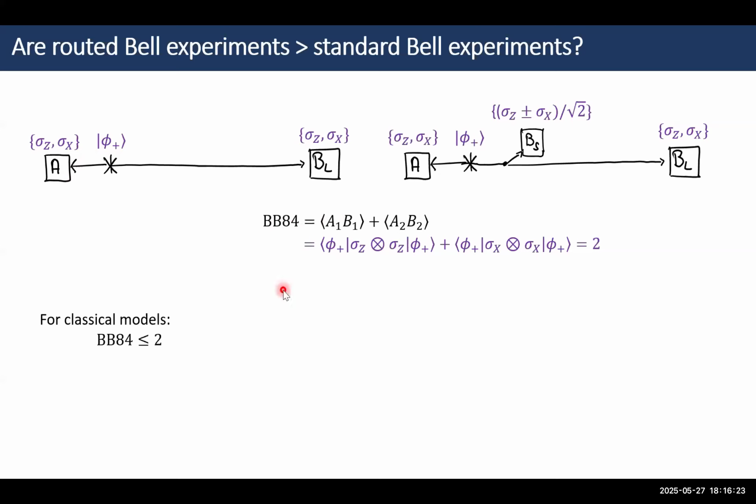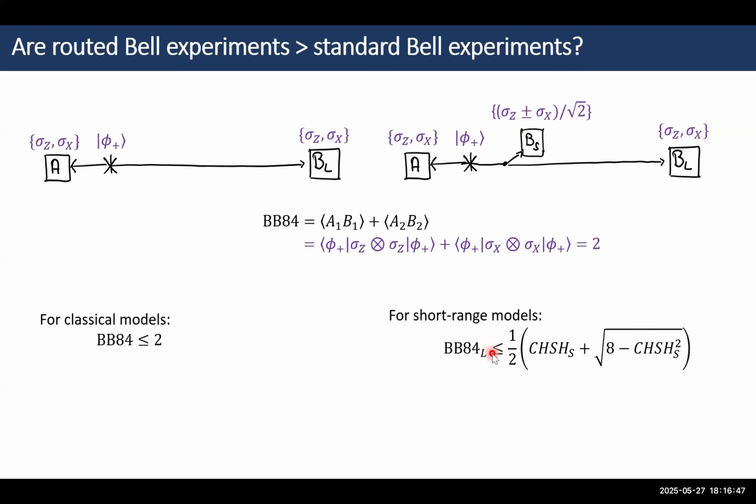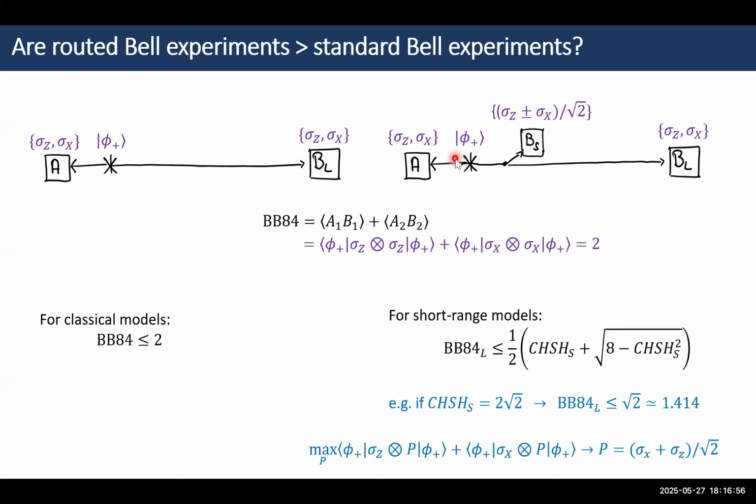However, what happens if you add this short path additional measurement? Let's assume that the additional measurement you do is the sigma z plus or minus sigma x measurement, which allows you to witness a maximal CHSH violation in the middle. Then the BB84 bound is not 2 anymore, but is something smaller, which depends on the CHSH value. And when the CHSH value is 2 square root of 2, this bound of 2 for the expectation value of BB84 goes down to square root of 2, which is 1.414.